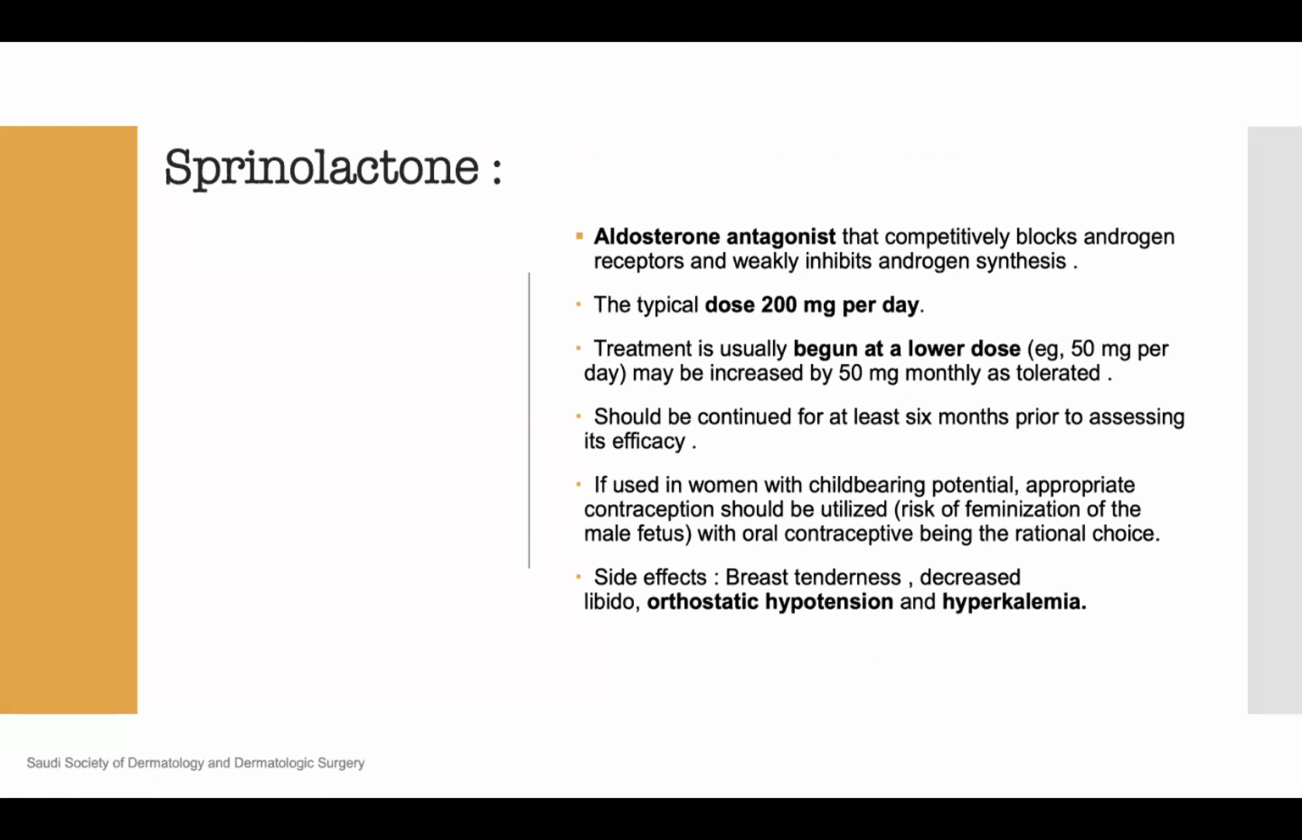Spironolactone, an aldosterone antagonist, can also be used as it competitively blocks the androgen receptor, which inhibits the androgen synthesis. We can begin at a lower dose of around 50 milligram per day. Then we can increase it by 50 milligram monthly as the patient tolerates. Of course, females should be on contraception while using it, as it increases the risk of feminization of male fetuses.